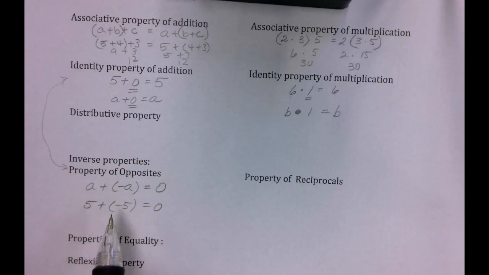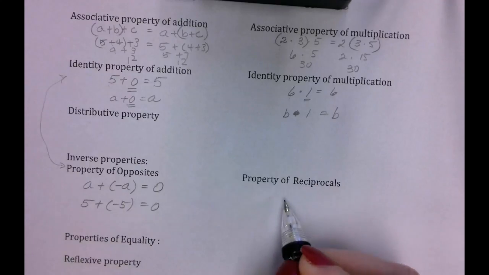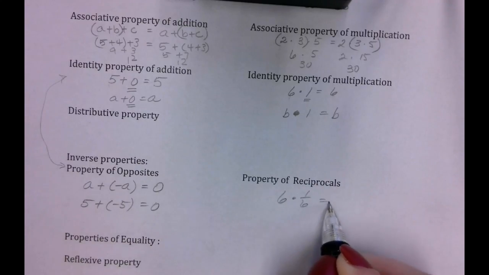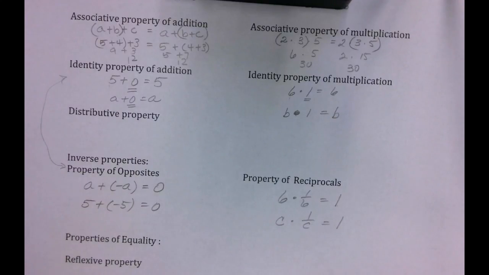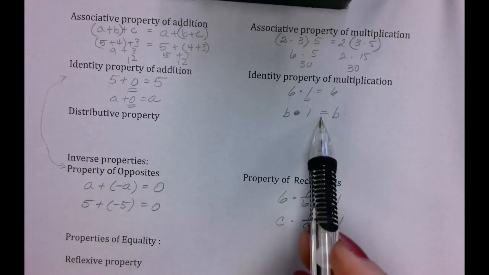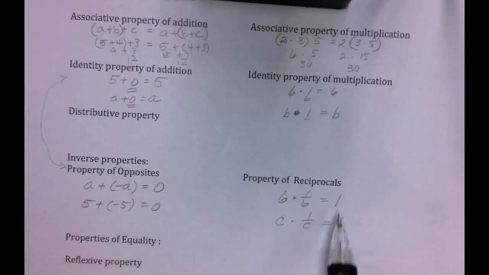A number and its opposite. The property of reciprocals states that if you take any number times its reciprocal, you end up with the identity value, which is 1. So if I have C times 1 over C, I would get 1. So they're kind of tied together as far as the identity value, but they are different.